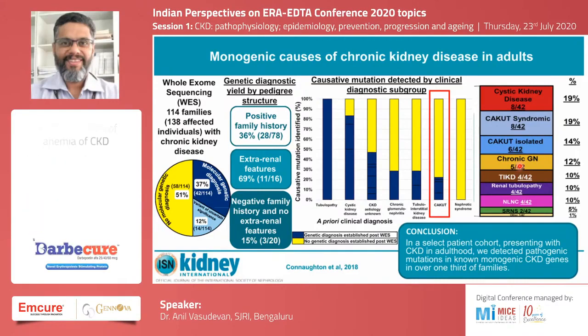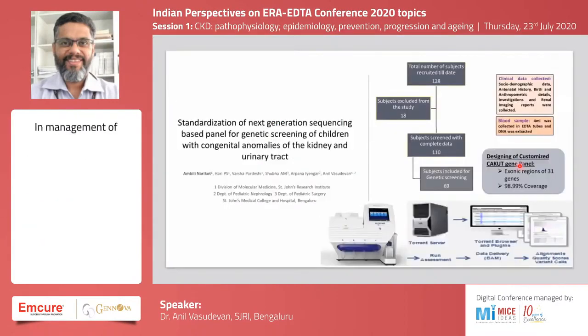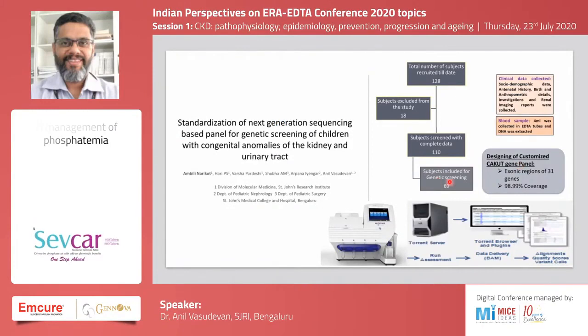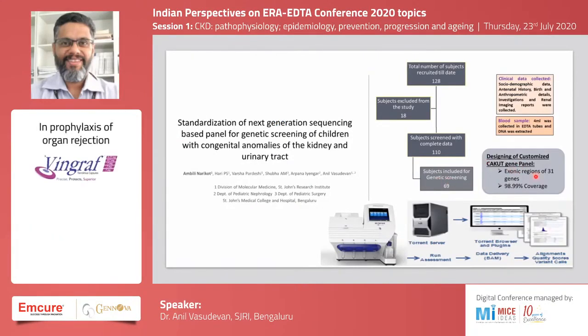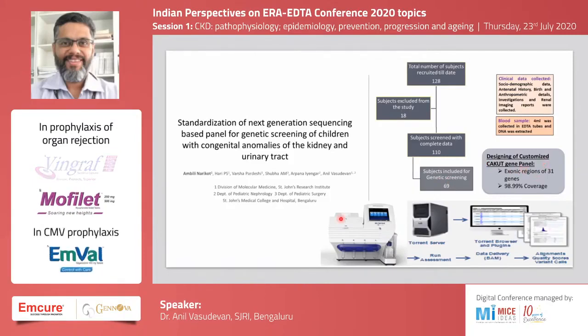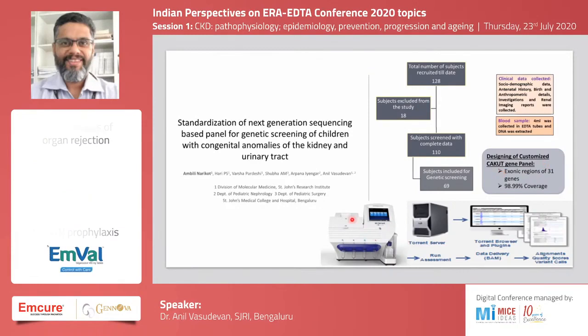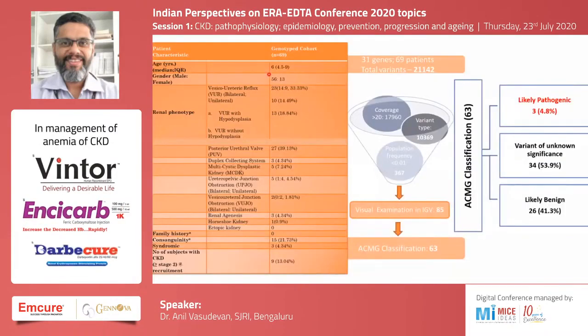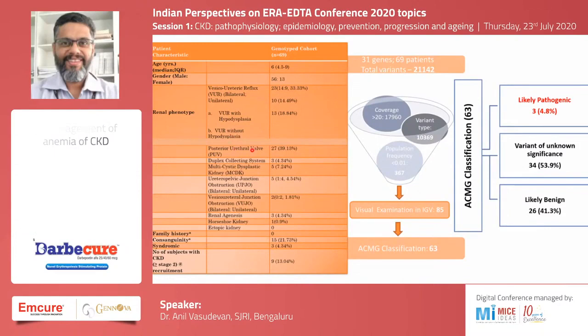So we tried to look in our cohort at the prevalence of genetic mutations, and we screened 69 children with a customized panel that we designed in our lab that involved only 31 genes, just to save cost, as whole exome sequencing was expensive. We ran this panel on an Ion Torrent sequencer. And these are the clinical details of the cohort. Bulk of our patients were with vesicoureteric reflux with or without dysplasia, and posterior urethral valve.